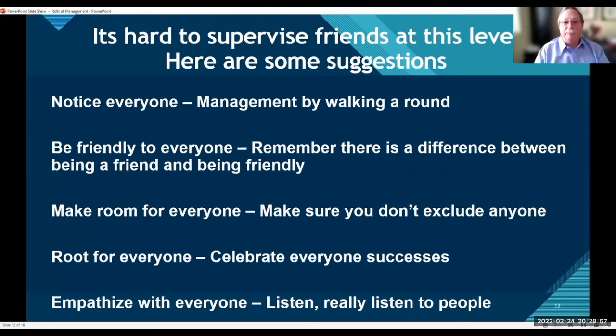Be friendly to everybody, but remember, there's a difference between being friendly and being a friend. And you need to understand this, because the first time you have to terminate a friend or discipline a friend or lay off a friend, you will find that way less pleasant, okay? Sometimes I don't go to lunch with the staff, and sometimes I avoid getting into personal relationships with people, because at this level, I'm paid to make decisions and paid to implement things that are often hard to do. Make room for everybody. Don't exclude anybody. Everybody's in the room for a reason.